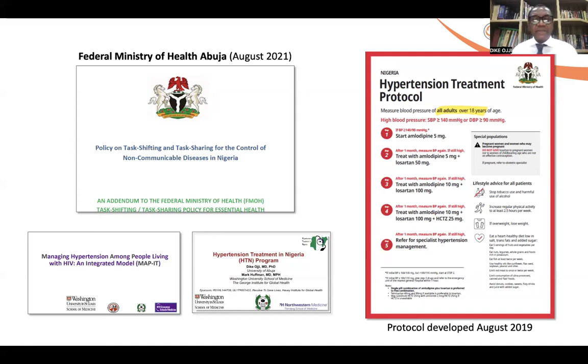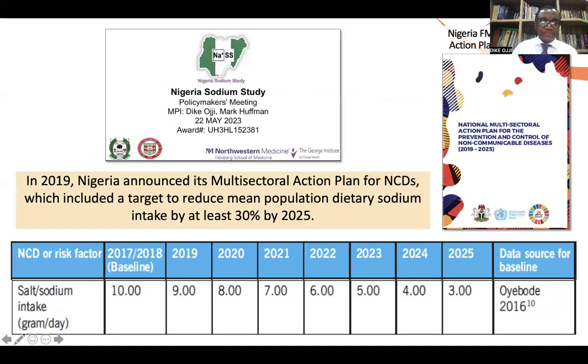Before we commenced the hypertension treatment in Nigerian study, in 2019, there was a simplified protocol by the Federal Ministry of Health, which my team was part of those that developed. And that is exactly what we are using in both the hypertension treatment in Nigerian study and managing hypertension in persons living with HIV. Now, following the policy drive is also very, very important, like I mentioned earlier.